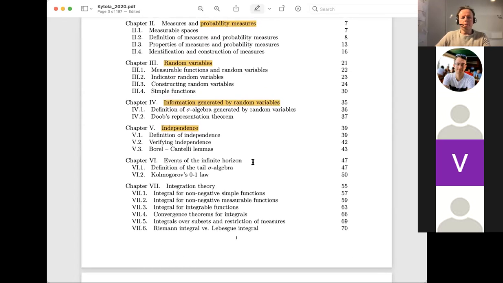And we learn something about independence in the long run, and pure results about how to work with fundamental long run things, the so-called Kolmogorov zero-one law.